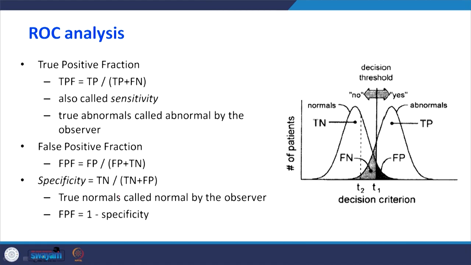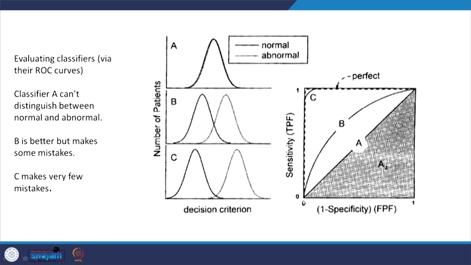The next one is the true positive fraction, TPF, equal to true positive over true positive plus false negative. This curve is the ROC curve. As I told you, on the y axis we have the true positive fraction and on the x axis we have the false positive fraction. The range is 0 to 1 because it is a probability, on the y axis also 0 to 1.